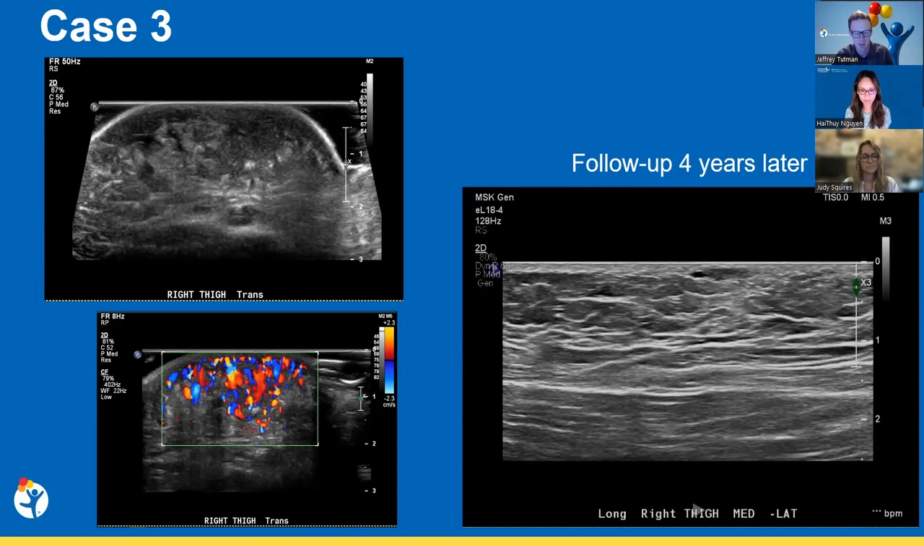So I'm curious, what is your threshold for raising concern for one of those more aggressive lesions versus just calling it a hemangioma? What are the imaging features that make you jump to that?